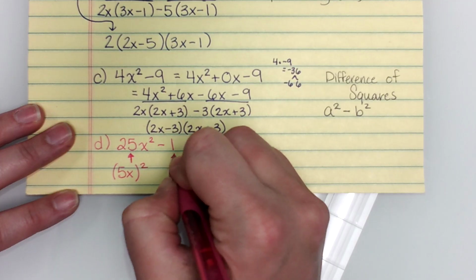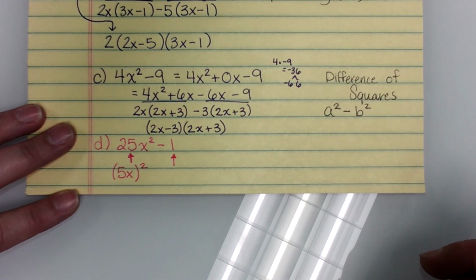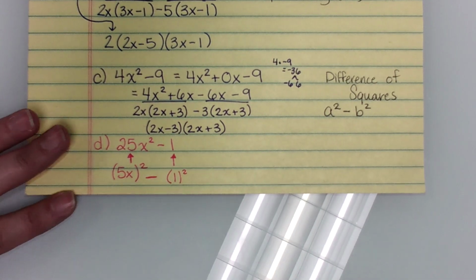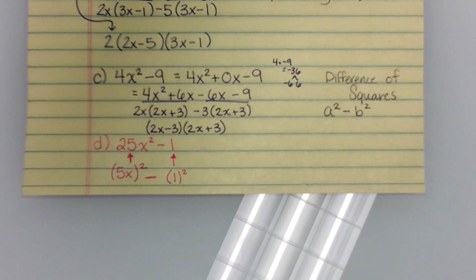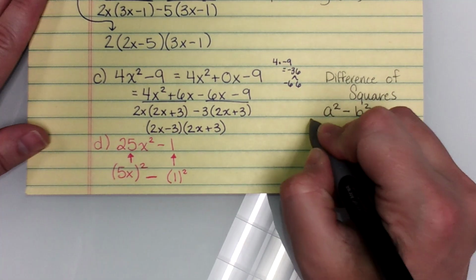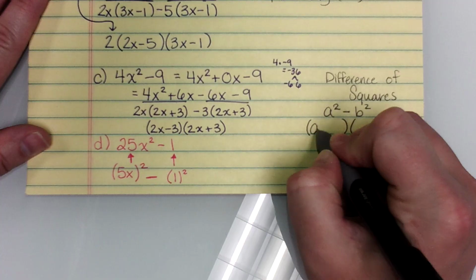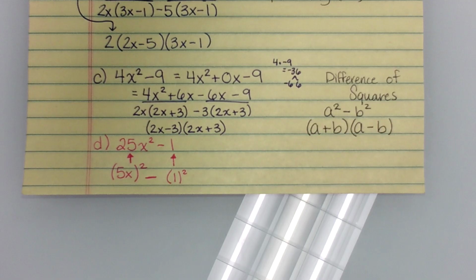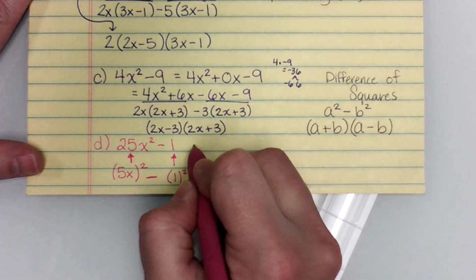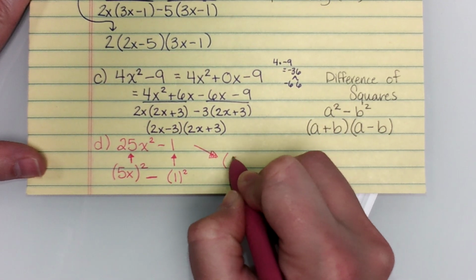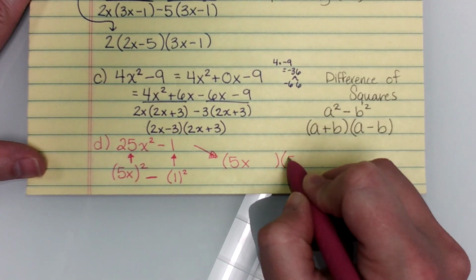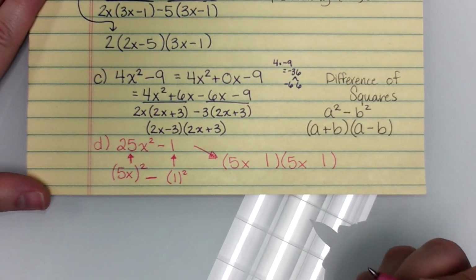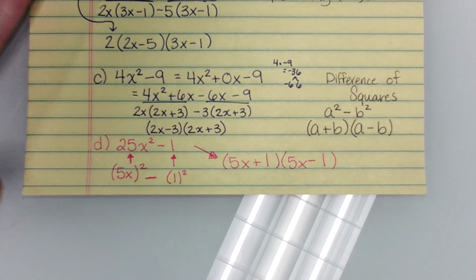Is this a perfect square? Is something squared going to give me a 1? 1. 1 squared is 1. And is it minus? Yes. So that is a difference of squares. And the way that a difference of squares will always factor is it'll turn into something like this: A plus B, A minus B, where A and B are the things that got squared. So in this case, that would be 5x starting both of them, because that's the A. 1 ends both of them. One of them is a plus sign, and one of them is a minus sign.